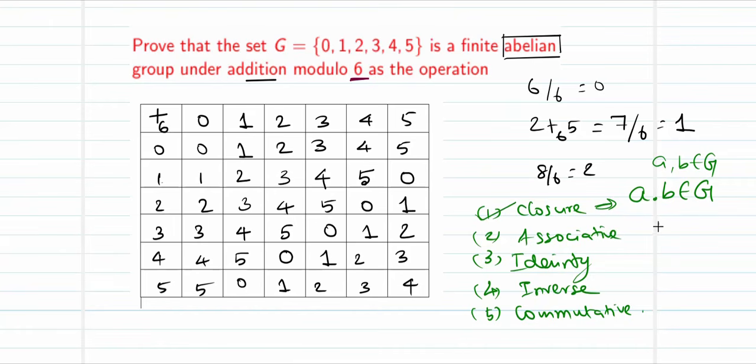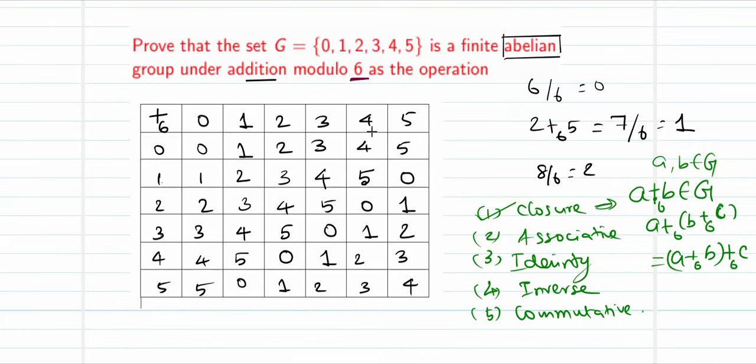Associative law is nothing but taking three elements, A addition modulo, so this is the addition modulo 6 operation which we are doing. A addition modulo 6 B, addition modulo 6 with C is the same as A addition modulo 6 with B, and then addition modulo 6 with C. You can just verify this by placing any of the elements over here.